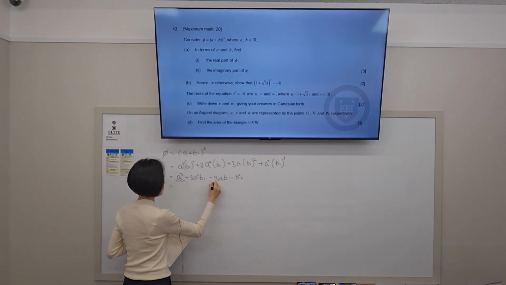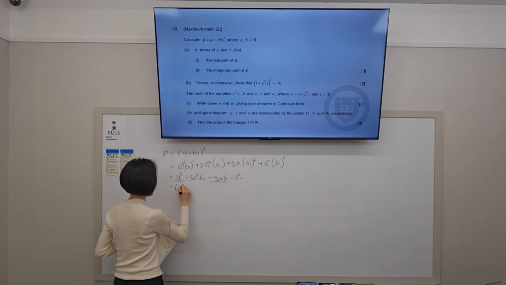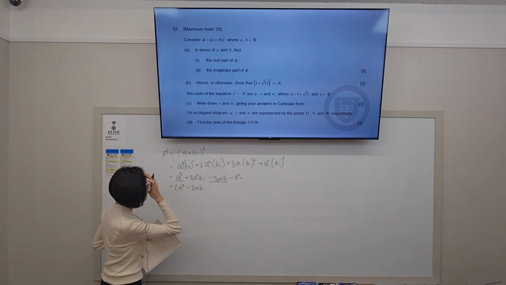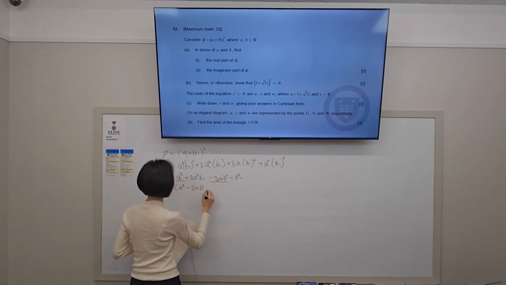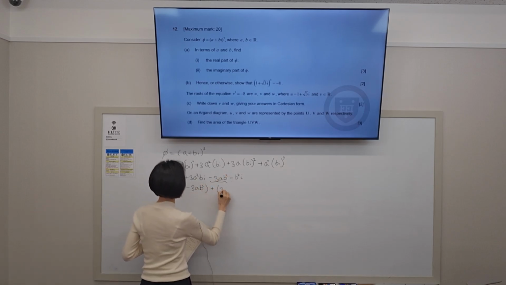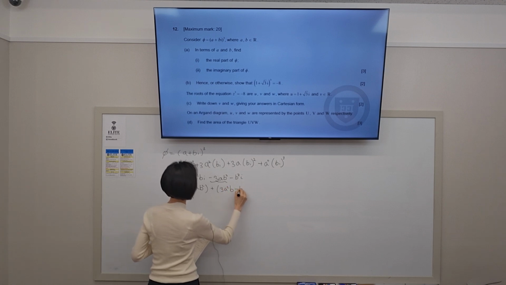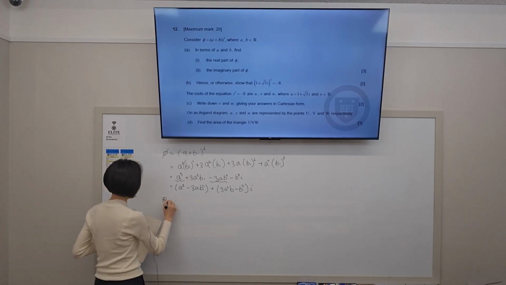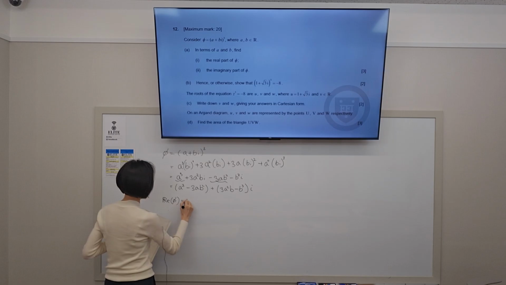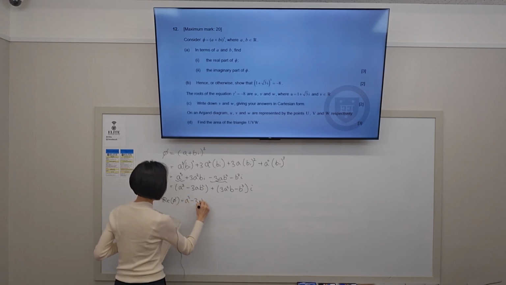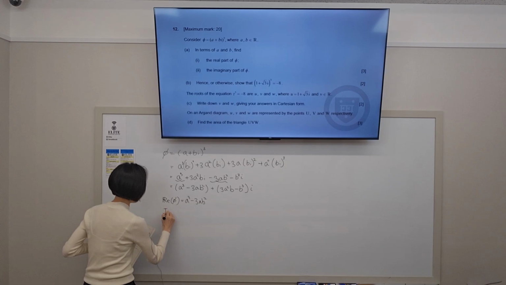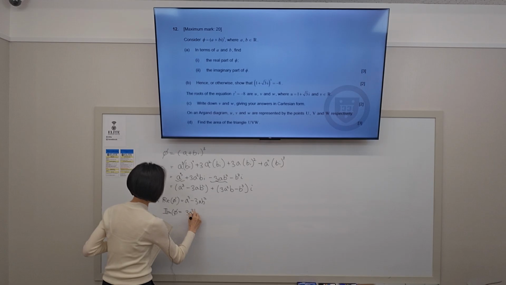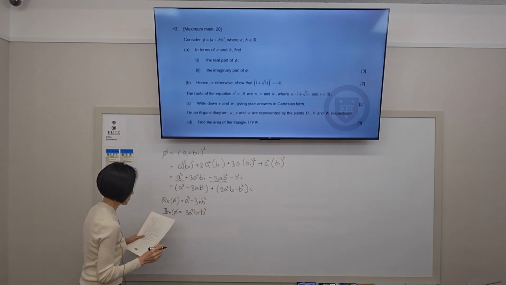The real part is a cubed minus 3ab squared, plus the imaginary part 3a squared b minus b cubed. So we can write the real part of psi equal to a cubed minus 3ab squared, and the imaginary part of psi equal to 3a squared b minus b to the power 3.